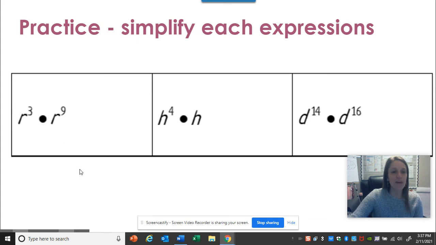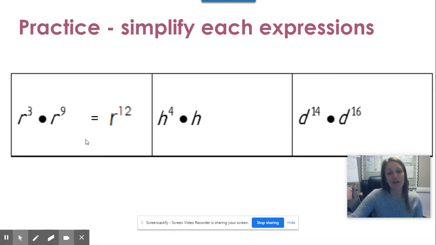So for the first one, we have 3 r's and 9 r's. That's going to give us 12 r's altogether. For the second one, we have 4 h's and 1 h. That's going to give us 5 h's altogether. And finally, we have 14 d's and 16 d's. Add them together, we get a total of d to the 30th.